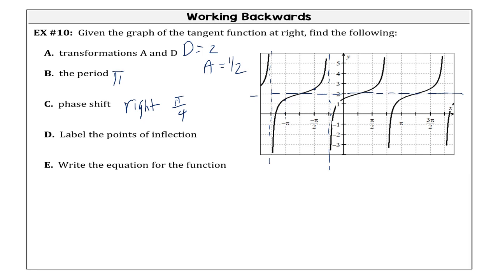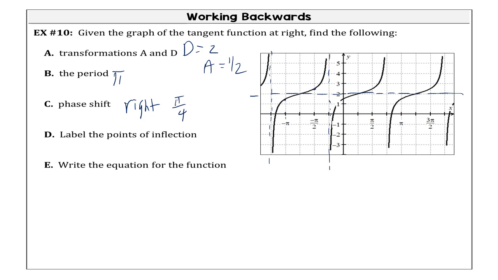When you determine your phase shift, you want to look at your cycle that's closest to the y-axis. You don't want to go to the cycle that is the furthest away. You want to go to the cycle that is the closest to the y-axis. So this is the one that is closest to the y-axis, so this is the one I'm going to analyze. How did it shift? Okay.